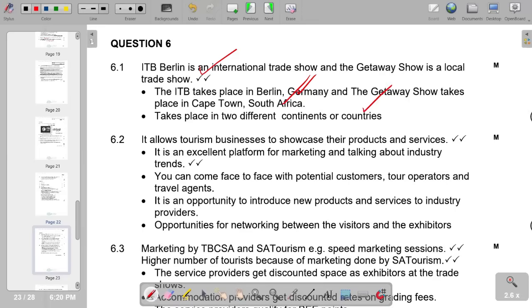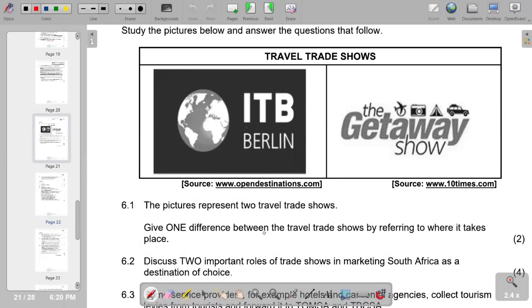So you see that we've got the Getaway taking place in South Africa, and then we've got Germany in Europe. So that's what we have for that part. Then 6.2, discuss two important roles of trade shows in marketing South Africa as a destination of choice. Two important roles of trade shows in marketing South Africa as a destination of choice.